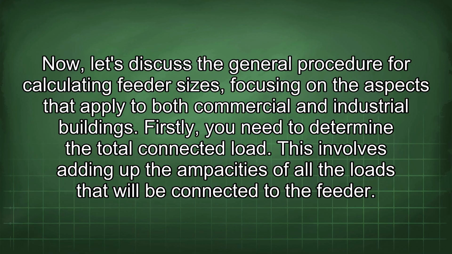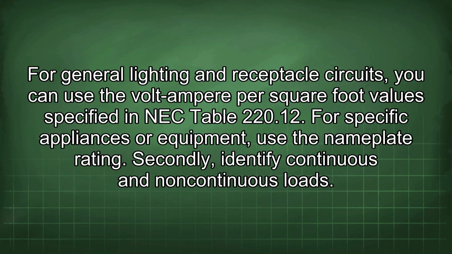This involves adding up the ampacities of all the loads that will be connected to the feeder. For general lighting and receptacle circuits, you can use the volt-ampere per square foot values specified in NEC Table 220.12. For specific appliances or equipment, use the nameplate rating.